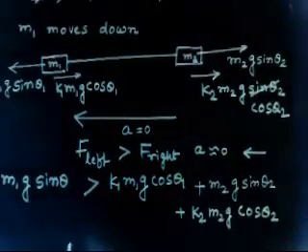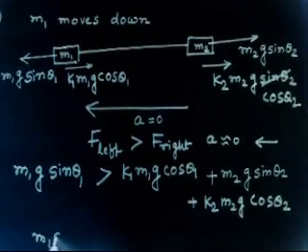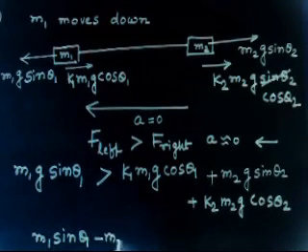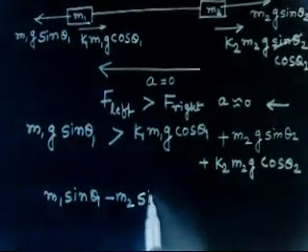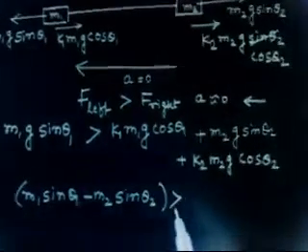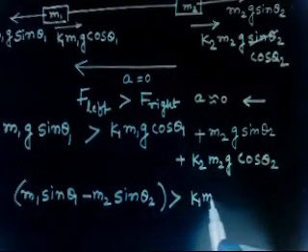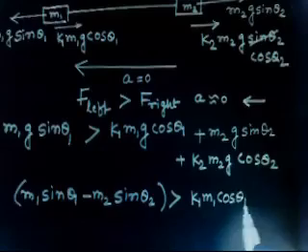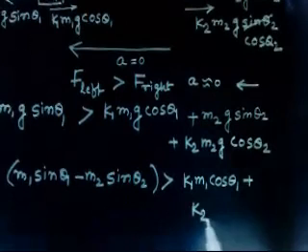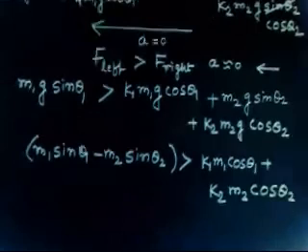So if I take this side, this becomes M1 sin theta 1, minus M2 sin theta 2, and G everywhere cancels out, so we will have this should be greater than K1 M1 cos theta 1 plus K2 M2 cos theta 2. So this is the required condition.